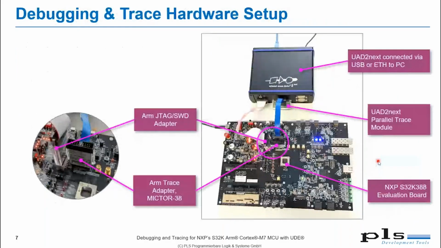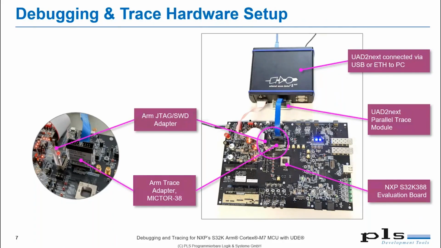Okay, then have a look at the real picture. That is what I have on my desk right now. So you see the UAD2 Next connected using USB to my PC. I have a slightly different setup of the adapters and the connectors here. So we have separate connectors on the board for the JTAG and the SWD. I have zoomed in a little bit here and changed the perspective.